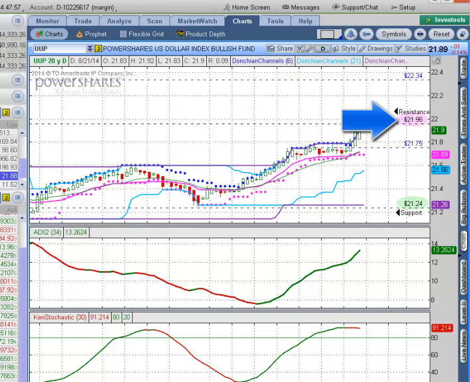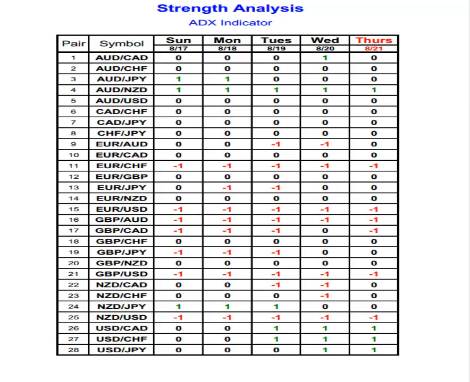Resistance is at 21.96. And if this is broken, our next resistance level will be 22.34. Support is at 21.24 as seen by the green oval. Here's the ADX analysis chart for Thursday, August 21st. Please compare this with the results of your analysis.